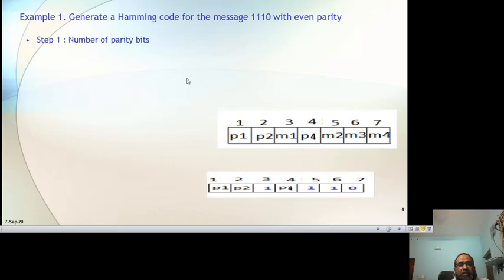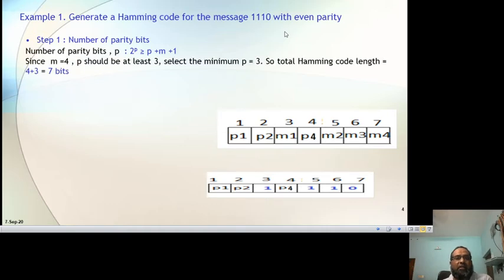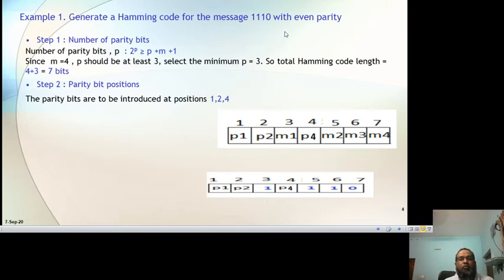We will see certain examples. We have to generate a Hamming code for the message 1110 with even parity. You have to make sure which parity the system follows. First you have to find the number of parity bits. As mentioned earlier, it should be 3. So the total number of bits will be 4 plus 3, that is 7. Then the parity bit positions are 1, 2 and 4.